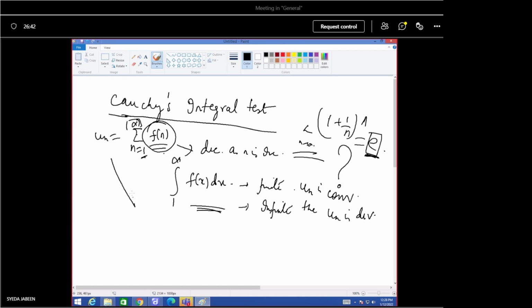So this is also very simple to test. If you have an expression and you can solve it, it is the simplest way. The simplest are the comparison test, the Cauchy integral test, and the ratio test. Ma'am, please explain it once again, please.